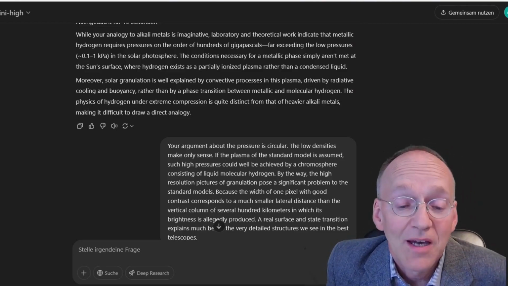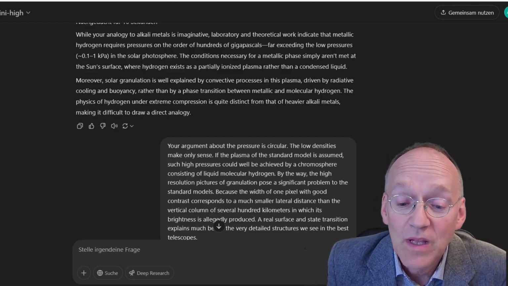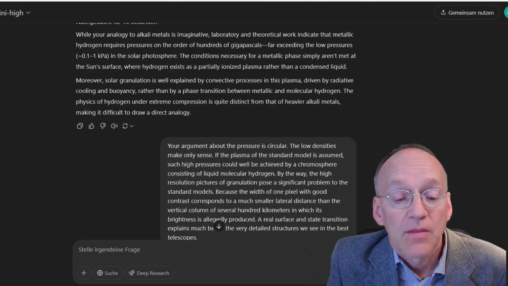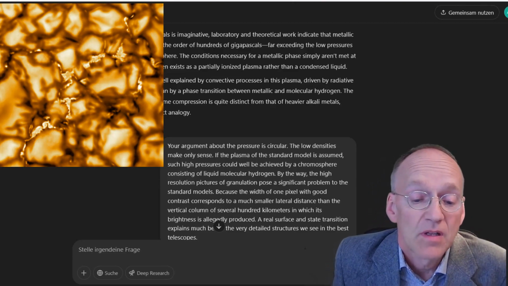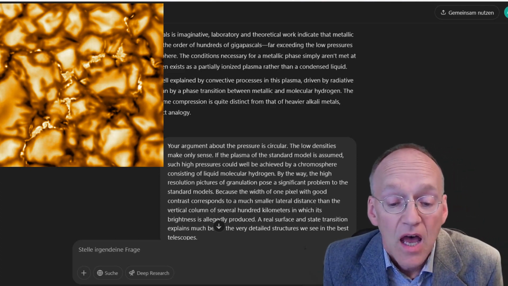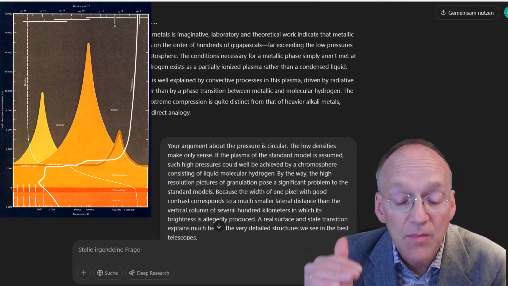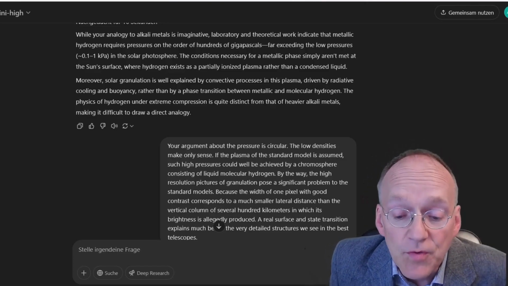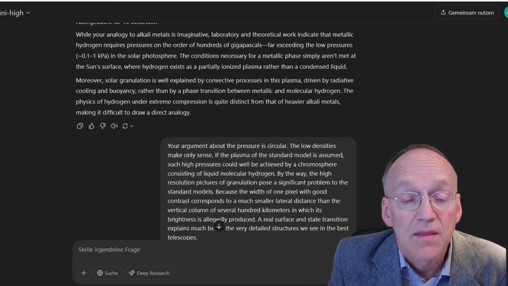Your argument about pressure is circular. The low densities make only sense if the plasma of the standard model is assumed. Such high pressures could well be achieved by a chromosphere consisting of liquid molecular hydrogen. By the way, the high-resolution pictures of granulation pose a significant problem to the standard models, because the width of one pixel with good contrast corresponds to a much smaller lateral distance than the vertical column of several hundred kilometers in which its brightness is allegedly produced. A real surface and state transition explains much better the very detailed structures we see in the best telescopes.